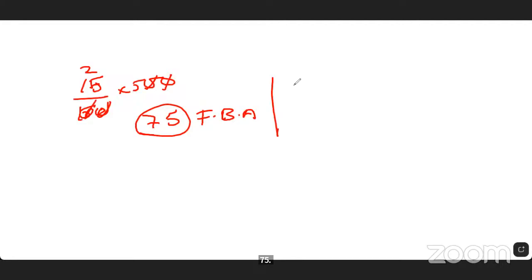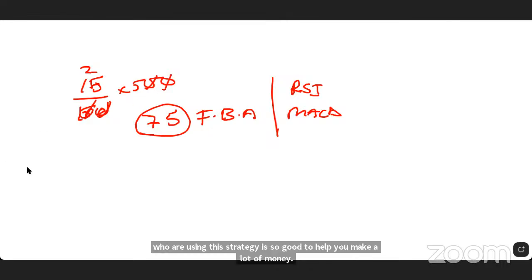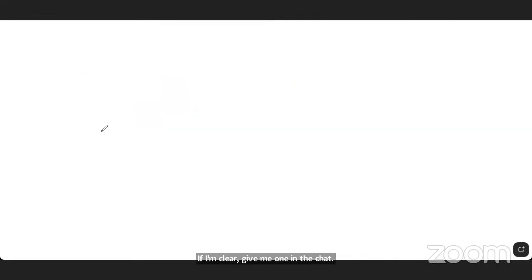People who are using RSI, people who are using MACD, this strategy is so good to help you make a lot of money. If I'm clear, give me a 1 in the chat. If you have understood how you land on your first buying amount, 15% of your capital, let me know. Because I try to make sure I keep these things very simple.